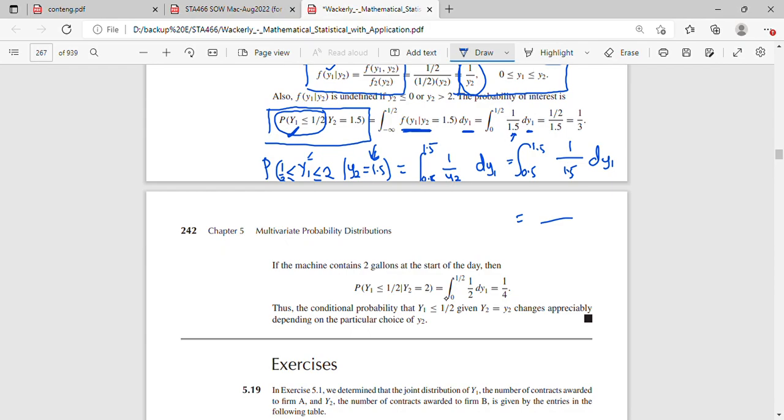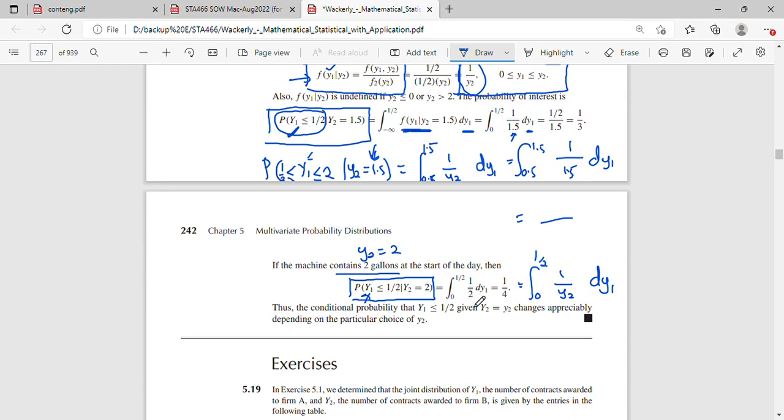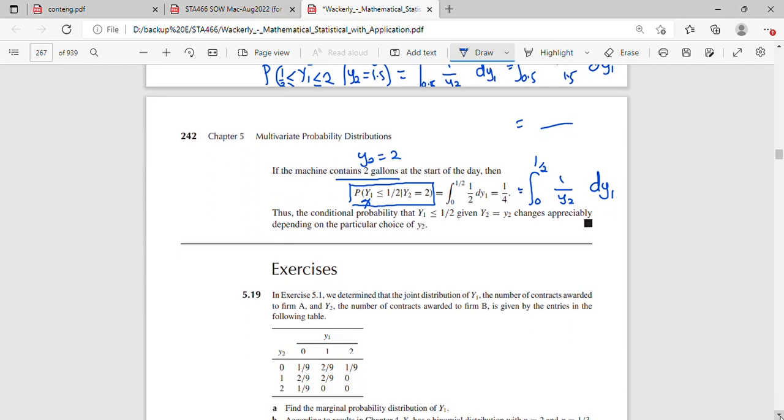Okay, this one kalau example, if the machine contain 2 gallons at the start of the day, maksudnya bila y2 equal to 2. So, kalau nak dapatkan probability of y1 less than 1, given y2 equal to 2, so it will be the integration of the function of y1 given y2 juga. Kat sini ni, sepatutnya 1 over y2. Kan, function yang sama, y1 given y2 ni. Tapi bila y2 equal to 2, kita replacekan y2 here with 2. Okay, integrate dari mana ke mana? Integrate with respect to y1 or y2, it will be y1. Sebab kat sini kita nak cari probability of y1. Okay, nak integrate dari mana ke mana? Here, it will be 0 to half, 1 over 2. Okay, so that one untuk conditional probability.